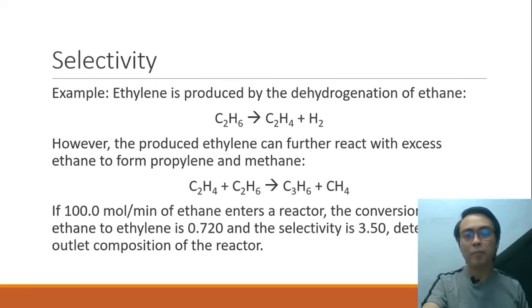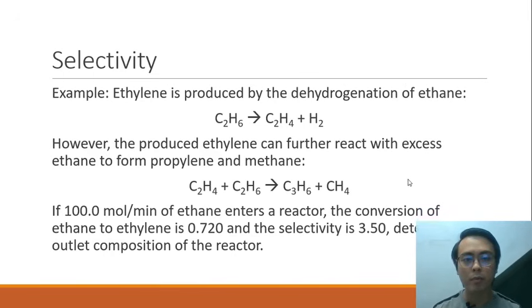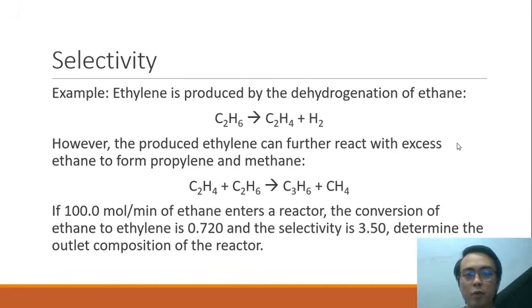Okay, example. Ethylene is produced by the dehydrogenation of ethane. You're given the chemical equation C2H6 yields C2H4 plus H2. However, the produced ethylene can further react with excess ethane to form propylene and methane. If 100 moles per minute of ethane enters a reactor, the conversion of ethane to ethylene is 0.72 and the selectivity is 3.5. Determine the outlet composition of the reactor.